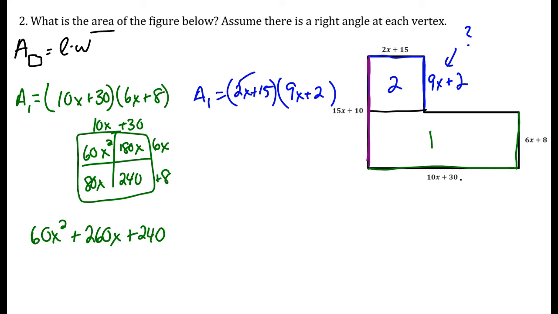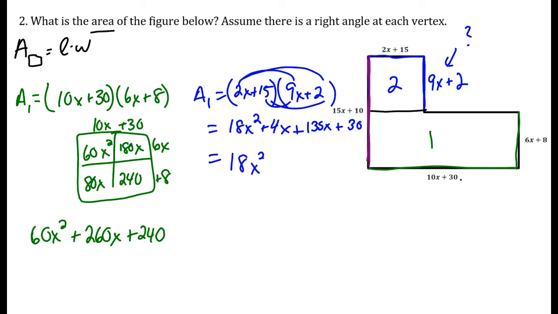I'll distribute because I already used a table. This area is 18x squared plus 4x. 9 times 15, I know you're reaching for your calculator right now, but that's okay. 15 times 9 is better known as 135. X, 15 times 2 is better known as 30. So the area of that little blue guy is 18x squared plus 139x plus 30.